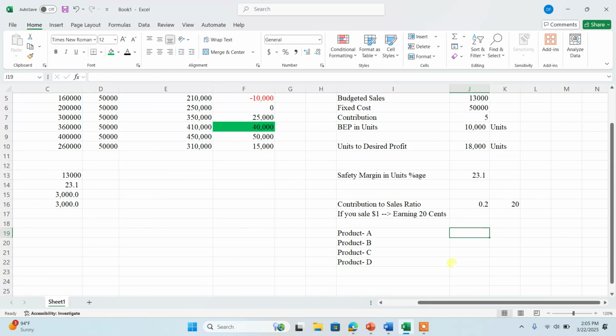We use it for the ranking. The higher the contribution to sale ratio, the more preferable it is. So among these four products, we will do the ranking. But in this example, we don't have multiple products, that's why I'm not going into that detail. But if you have a mix of different products, then you can use the contribution to sale ratio for the ranking also.